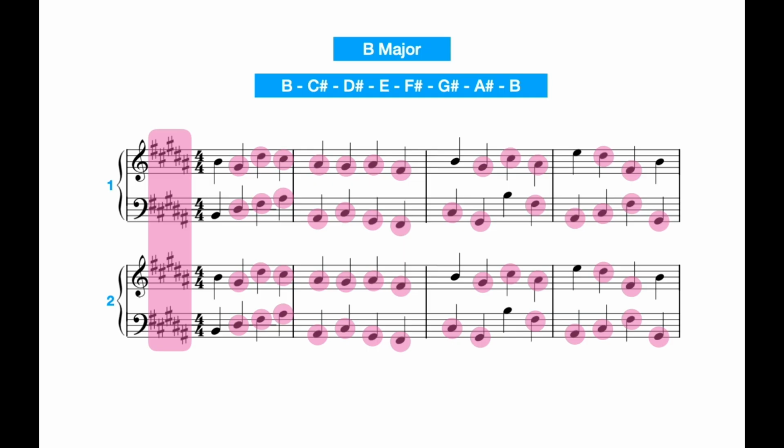When you're playing in the scale of B major, in the key of B major, in fact, it's just the B and the E that are played on the white notes. All of the others are played sharp.